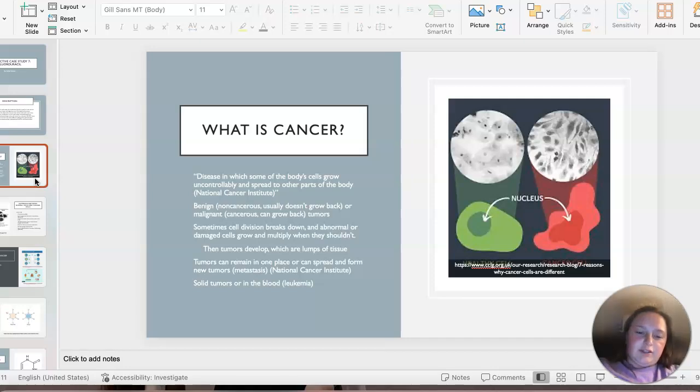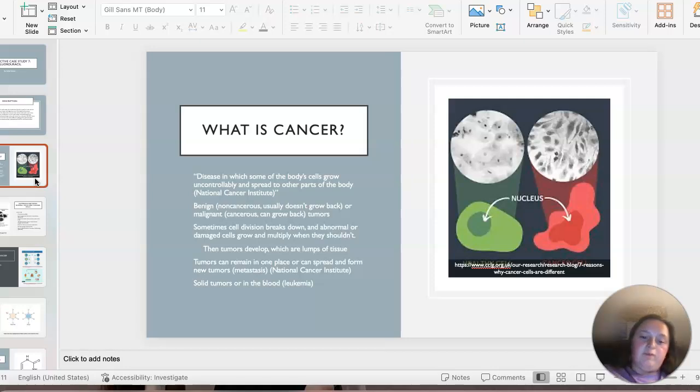I know we discussed this last week, so we've been talking about cancer for a couple of weeks now, but we'll do a brief rundown of it again. That way we all have an understanding before we continue. Cancer is a disease in which some of the body's cells grow uncontrollably and spread to other parts of the body. There are 2 different types of tumor cells: benign, which are non-cancerous and usually don't grow back, or malignant, which is the cancerous form, and they can grow back. Sometimes cell division breaks down and abnormal or damaged cells grow and multiply when they shouldn't.